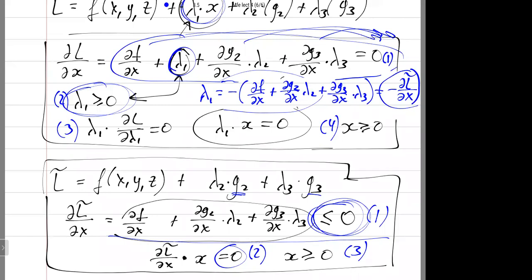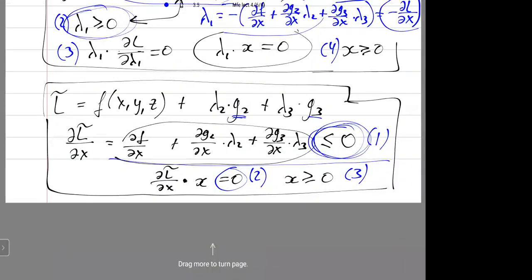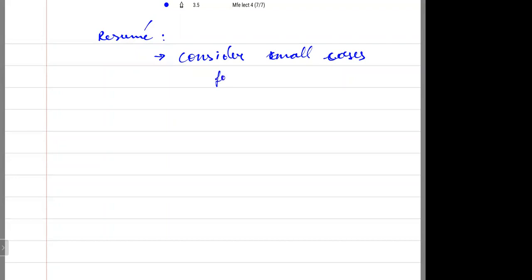So basically, what we have covered today. Today we have considered one more example of an optimization problem. So let's have a small resume. I advise you to consider cases, small cases, when you solve for the first order conditions solution.